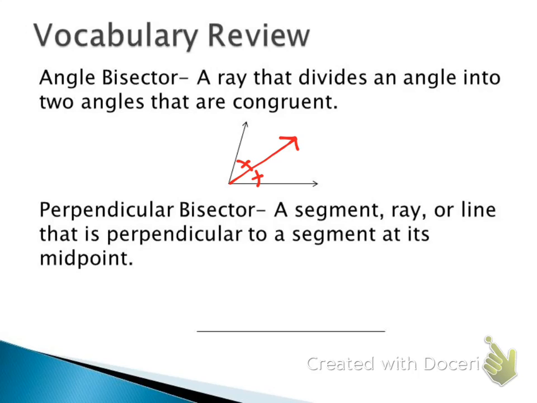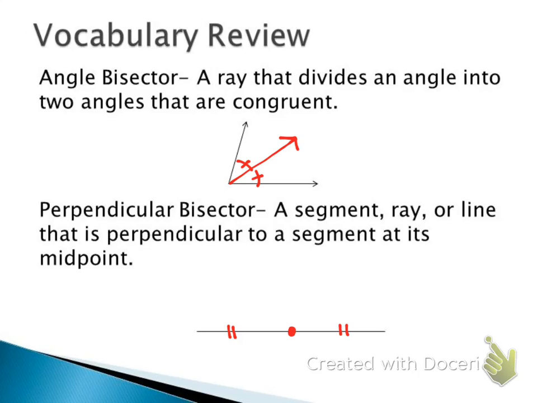Alright, the next definition we need to review is perpendicular bisector. It's a segment, ray, or line that is perpendicular to a segment at its midpoint. So, where is the midpoint? In the middle, I heard someone say. Good. So, if this is the midpoint, this segment is congruent to this segment.